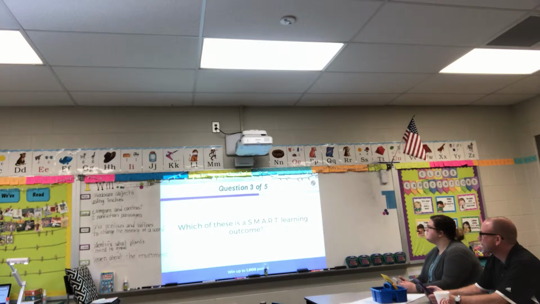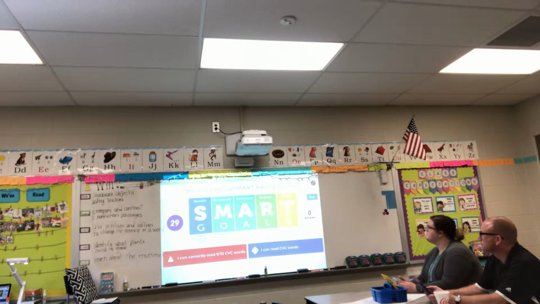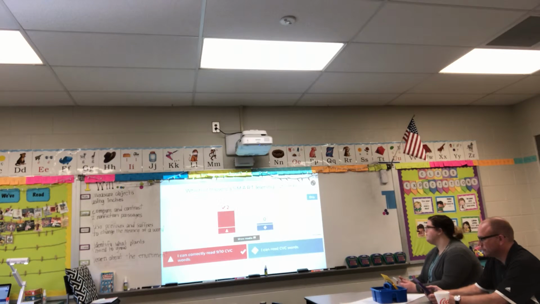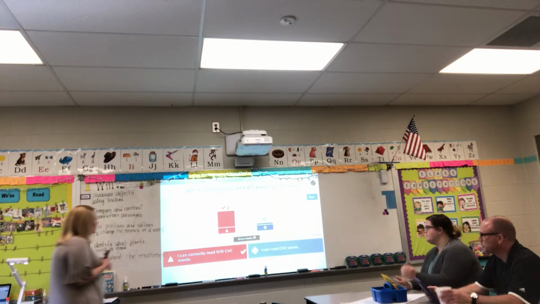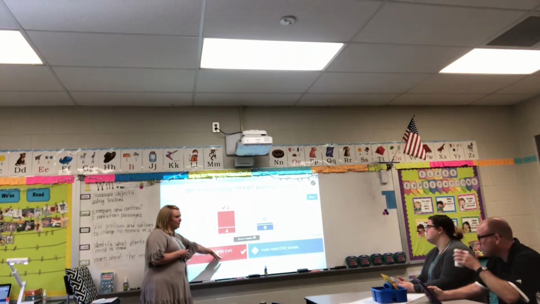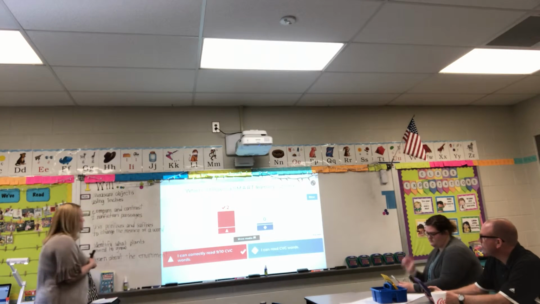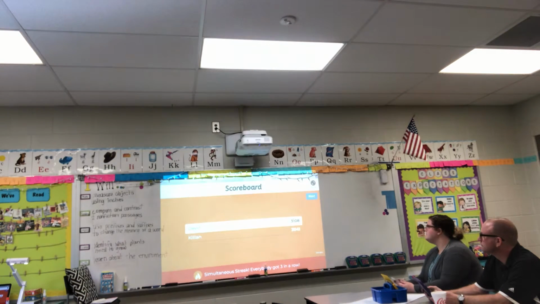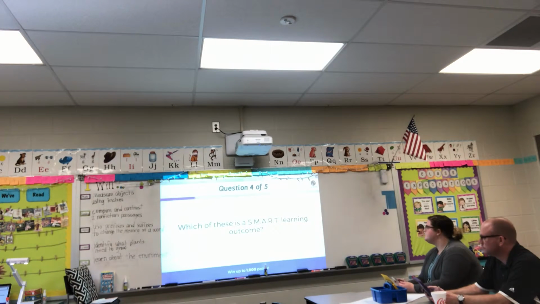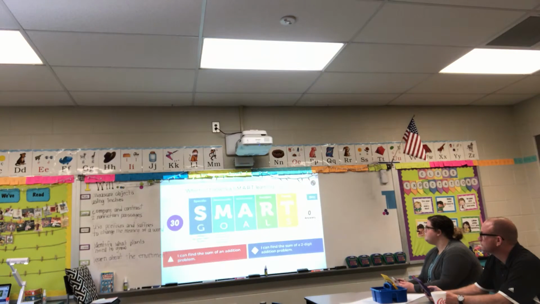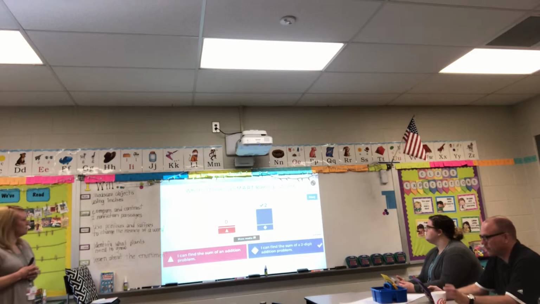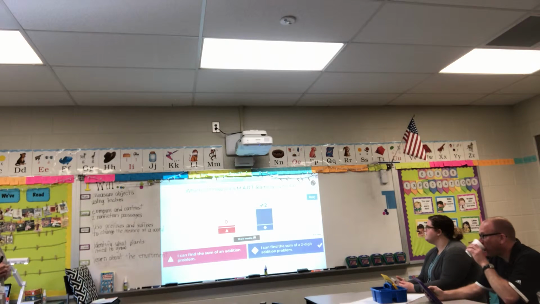Okay, so which of these meets those criteria for a SMART learning outcome? Okay, good, and you would choose this because it tells how many. It gives details about what we're expecting our kids to do. Again, the second one is just more specific. It's not just any addition problem, it's the sum of a 2-digit addition problem.